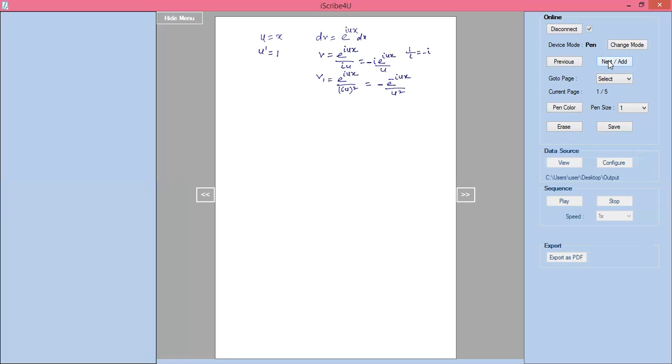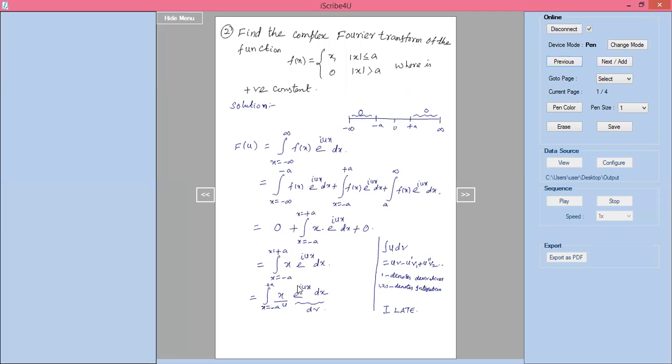u double dash, what is the differentiation of u dash? It is 1, so u double dash should be 0 and is not required to find. So in the next step I'll write f of u equal to, these are all just what I have done. For your understanding purpose, actually in the examination you have to simplify this directly. It is not required to write all this. For your understanding purpose, I have done all this.